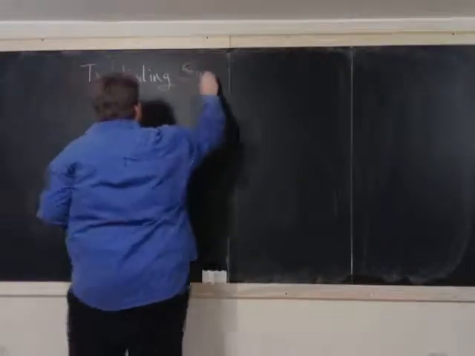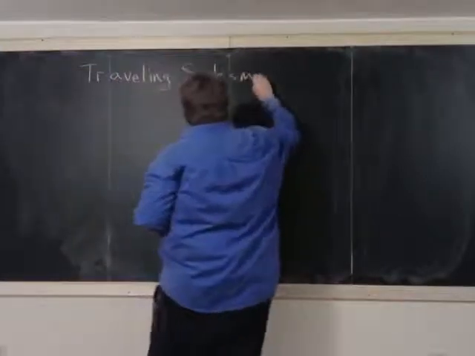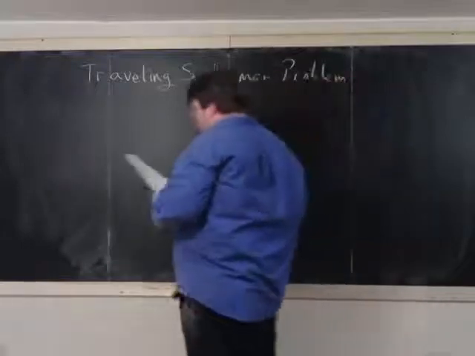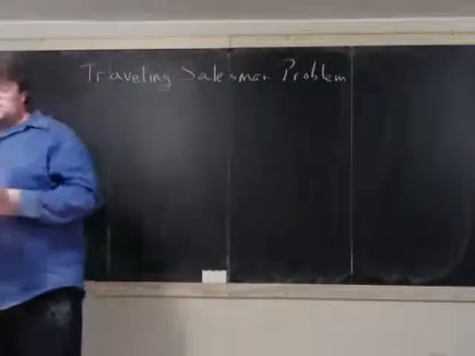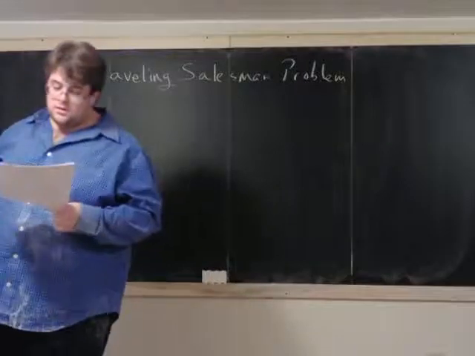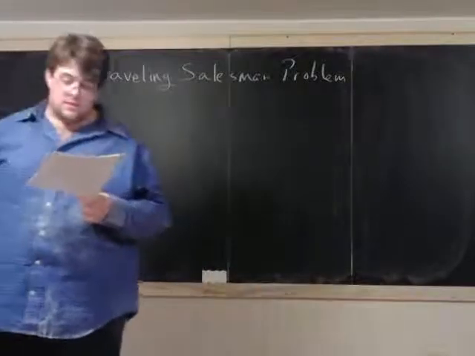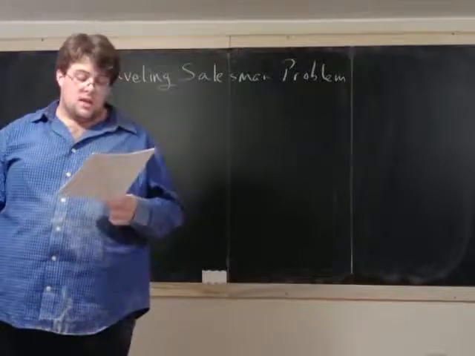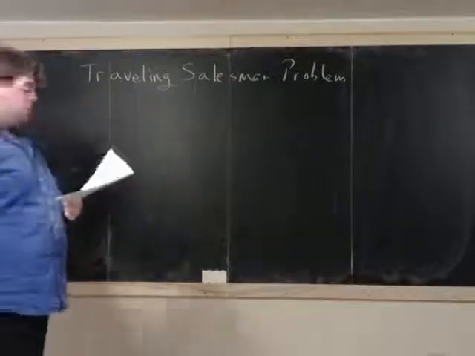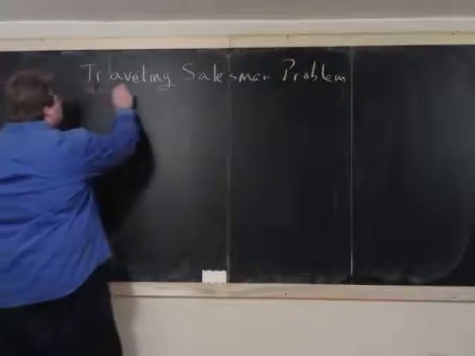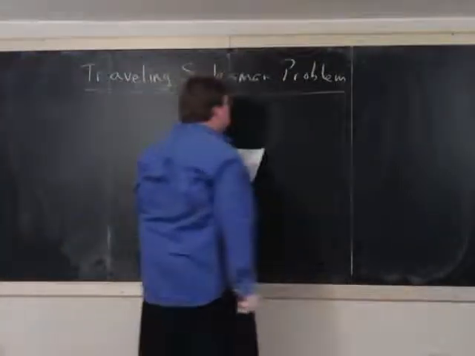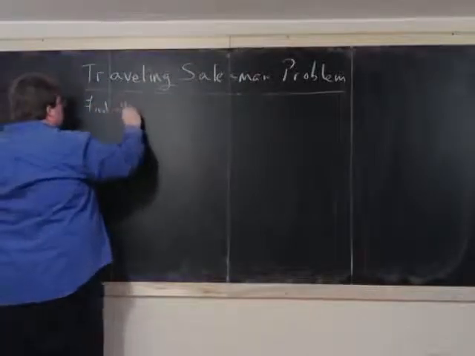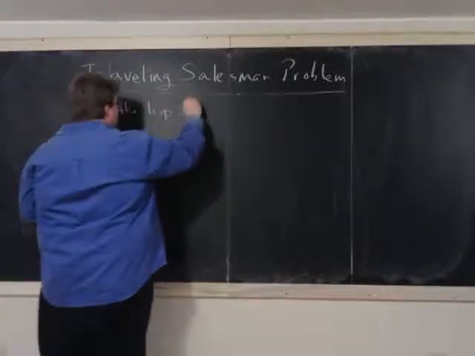Traveling salesman problem. And in the traveling salesman problem, the goal is to find the trip of minimum cost that a salesman can make in order to visit the cities in a sales territory once and only once, starting and ending in the same city. So I'll write that down. Find the trip of minimum cost.